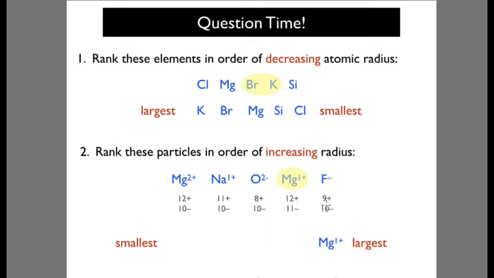So the same shielding. So the thing that will determine their size will be the nuclear charge. And so we can take a look. You can see the magnesium has the greatest nuclear charge, so it will attract those outer valence electrons with the greatest strength, and so it'll be the smallest. Then we can just follow along to sodium, fluorine, and then oxygen.